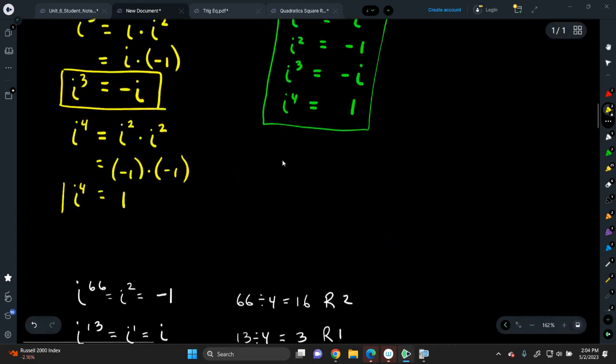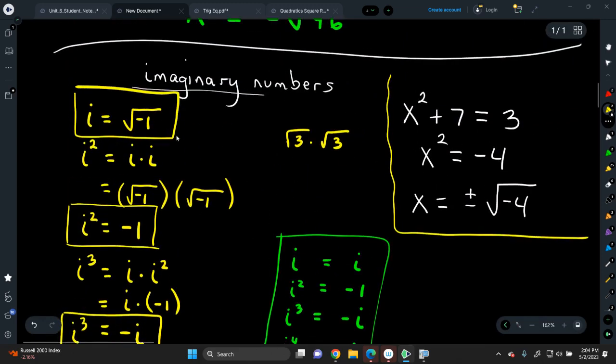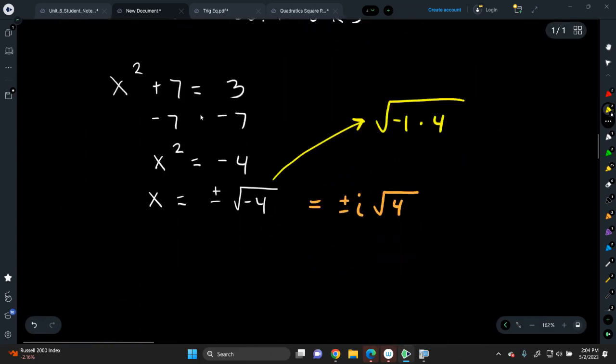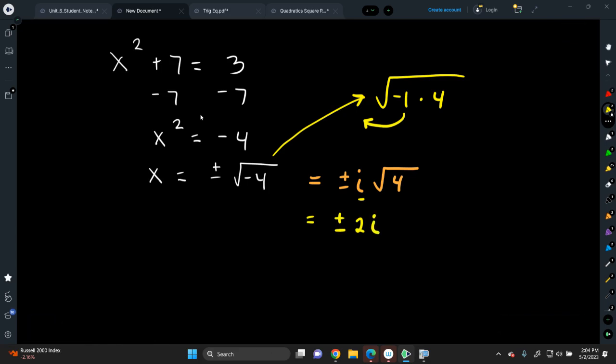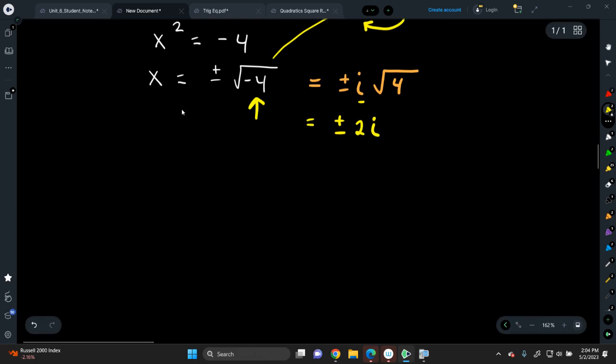Square root of negative 1 is i. That's where the i comes from. Okay, so now we can go further. This is plus or minus, what's the square root of 4? 2, plus or minus 2i. So it's the same thing as just taking the square root of 4, except that we have to stick that i on there. Okay, so what do you think the square root of negative 36 is?